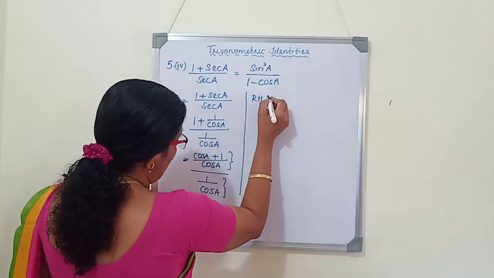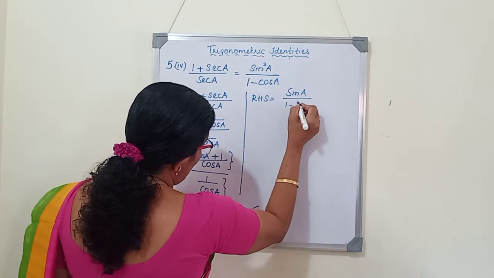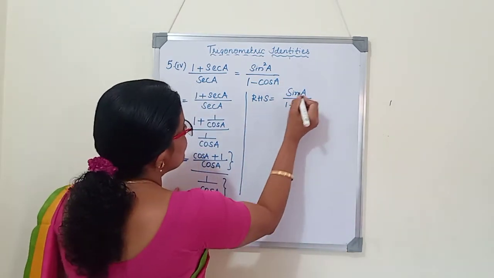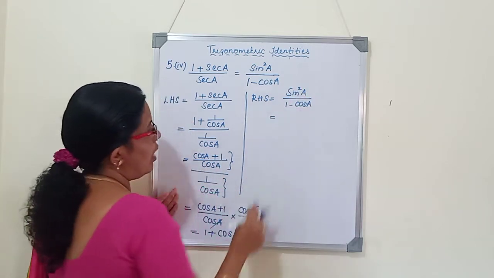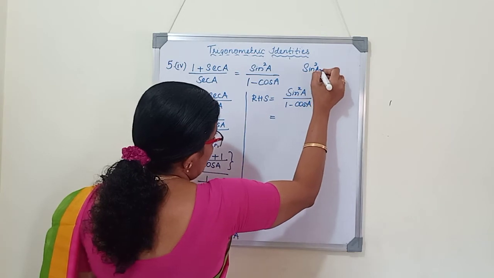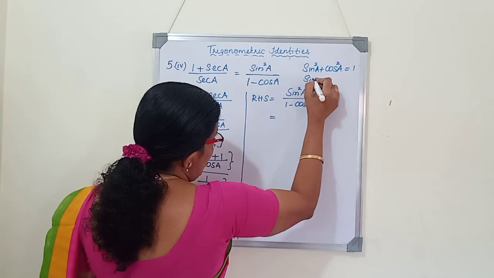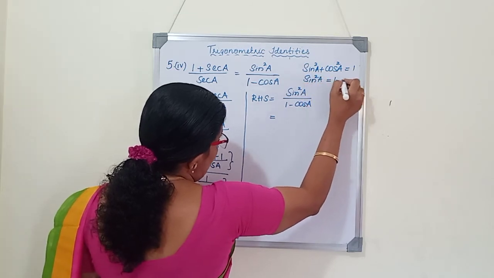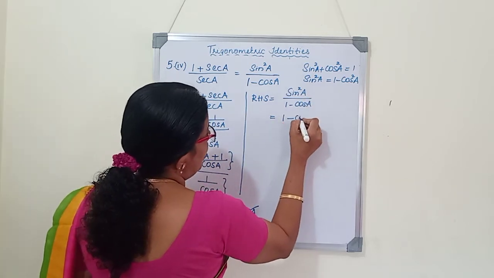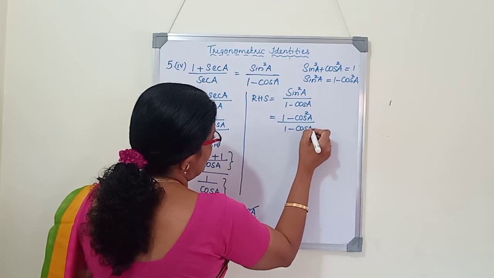So RHS, it is given, sin square A by (1 minus cos A). We have to simplify this and get the same 1 plus cos A. Now, sin square A, how can we change it? The first identity we learned is sin square A plus cos square A is 1. So from this, sin square A is equal to 1 minus cos square A. So instead of sin square A we will write 1 minus cos square A, by 1 minus cos A, which we will write as it is.